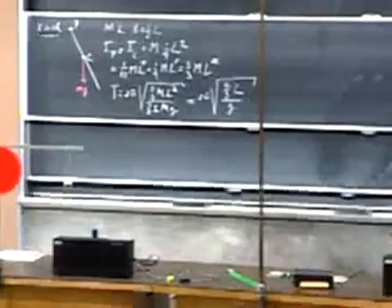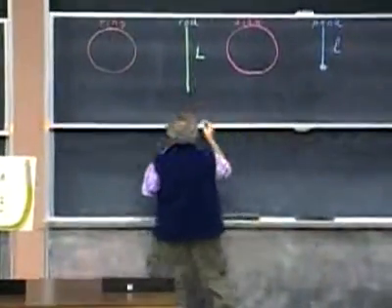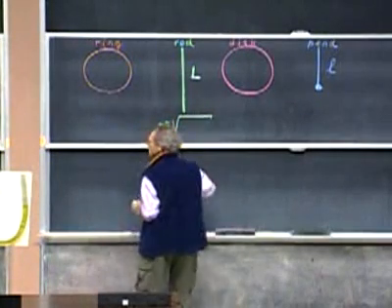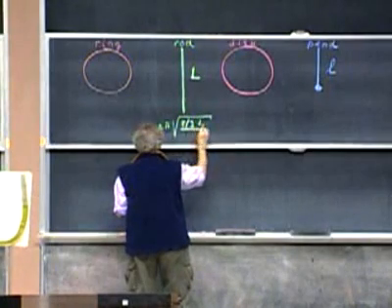So let's write that under here, because we're going to compare them shortly. So this is 2 pi times the square root of 2/3 L divided by g.